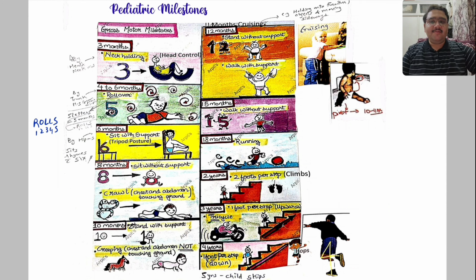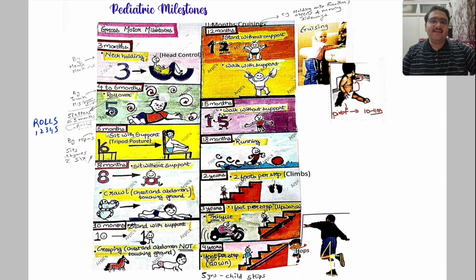Coming to the gross motor milestone, at 3 months, head control is achieved. That is the neck holding. So you can see this tree. Baby achieves head control. Then at 4 to 6 months, basically at 5 months, baby rolls over. Rolling, you can remember rolls is a 5-letter word. So at 5 months, baby rolls.